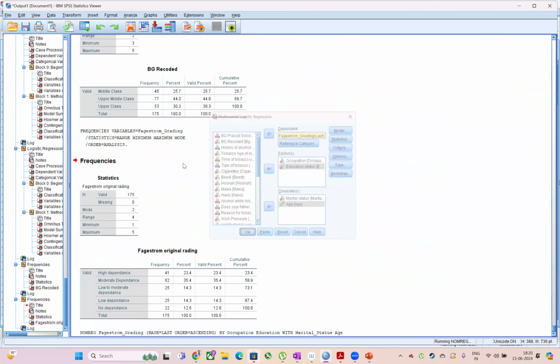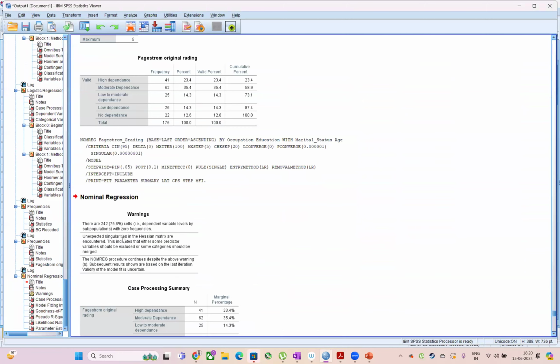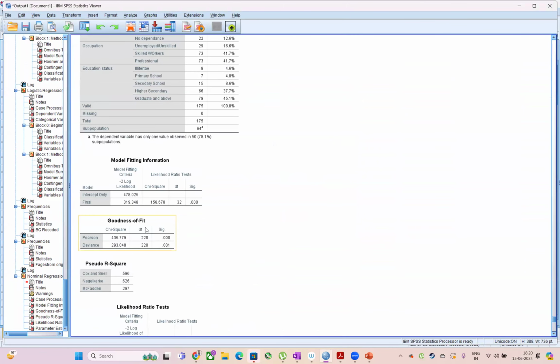So this is the regression model. Again, what you have to do is go and see the goodness of fit. In the goodness of fit, if you see over here, the Pearson and the deviance are both found to be statistically significant. So ideally, what you are saying is that the variables contained in this model are not good enough to predict the outcome variable. So this is regarding the goodness of fit.